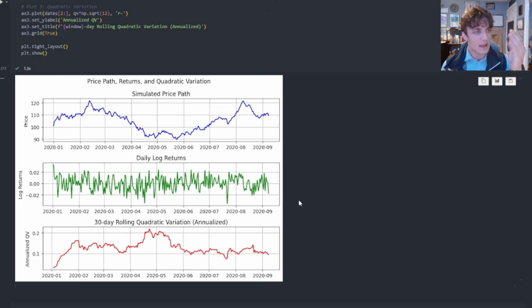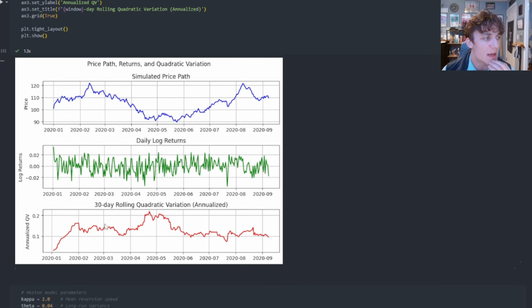What do I mean by this? Well, here I have a nice looking chart that simulates a stock price, and it simulates a stock price based on a constant volatility of 0.2 or 20%. So what I've done here is I've imposed that structure of a 30-day rolling quadratic variation, and I've annualized that value by just multiplying by the square root of 252, but we won't get into the details right now. The important thing to know is volatility here, we know what that true value is.